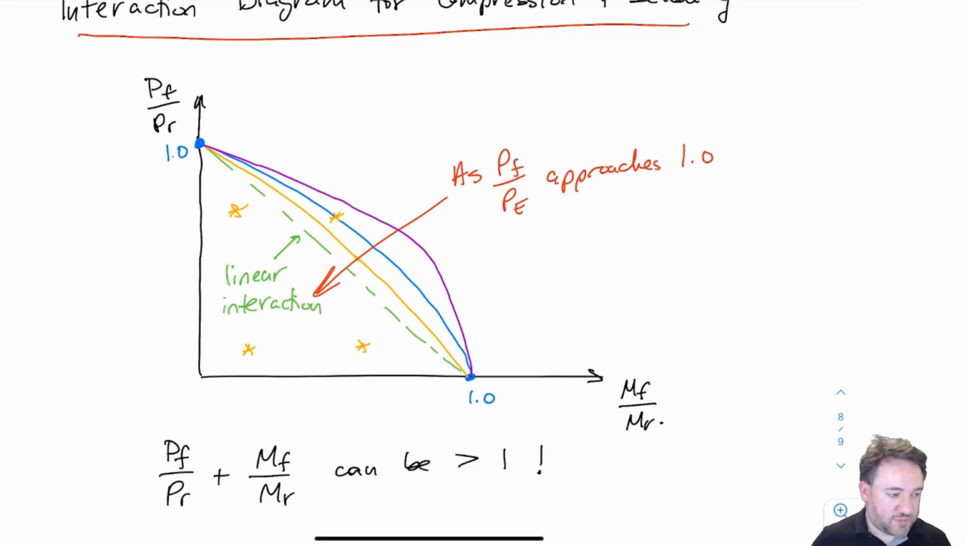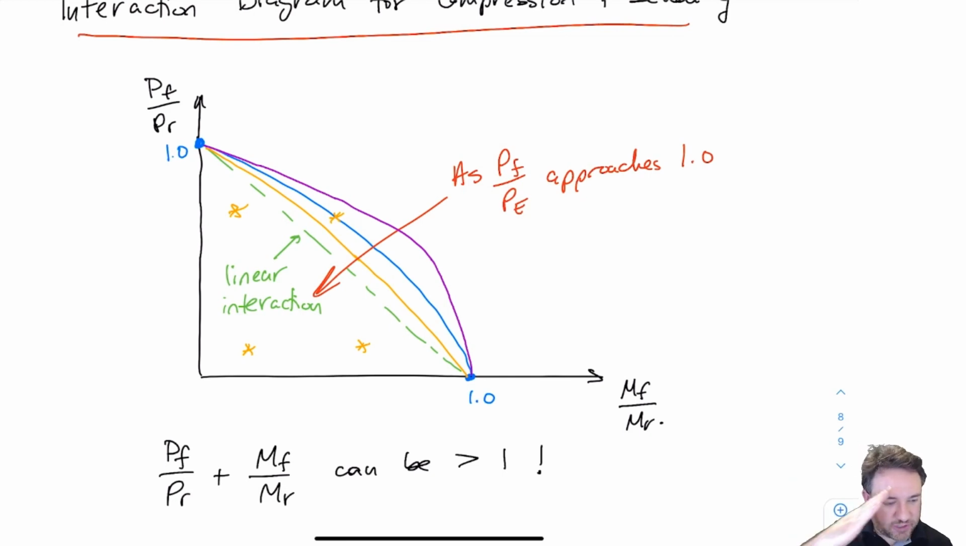Okay, but of course my actual interaction, which is PF over PR squared plus MF over MR times that amplification term, can't be greater than 1. Okay. All right, so that's what my interaction diagram looks like. So basically it's pushed out a little bit because of that effect.